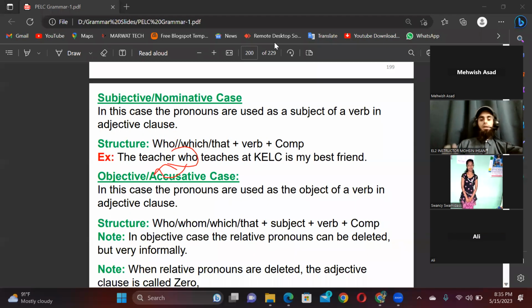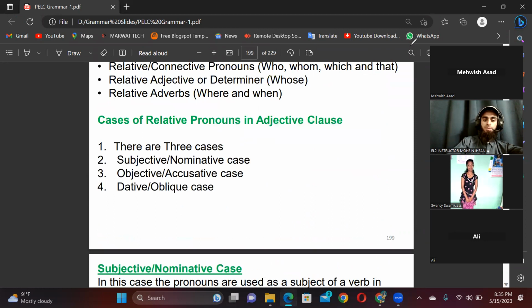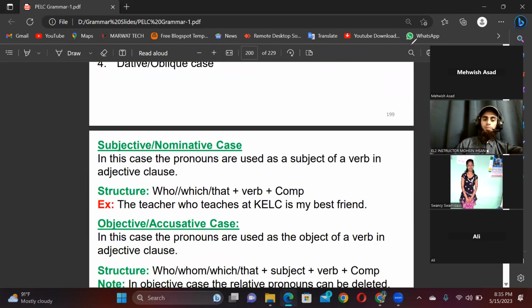Anyhow, the simple definition for the adjective clause: if you use who, which, that for any noun to modify the noun in a sentence, at that moment it is called an adjective clause, right? Okay, these are the subcategories in an adjective clause: subjective case, objective case, oblique case. Like the clause can come here, here, and here, right?